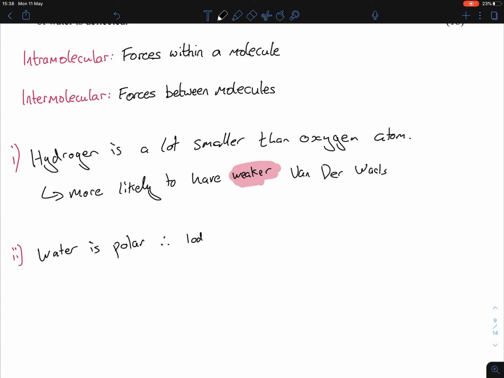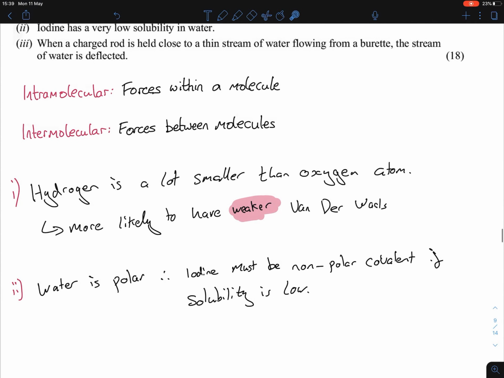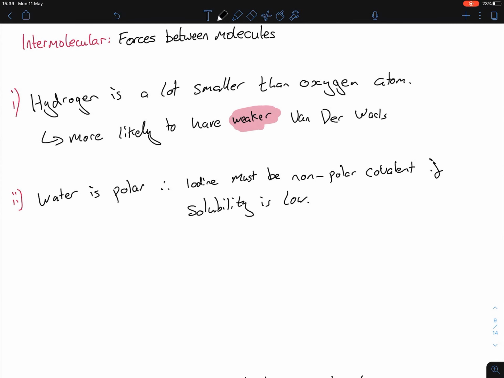Therefore, iodine, if it has a very low solubility, must be non-polar covalent. Non-polar covalent if solubility is low. If iodine was polar, it would readily dissolve in water. But the question says iodine has a very low solubility in water. Water is polar, iodine must be non-polar, and covalent if solubility is low. And that's it. We leave it at that.